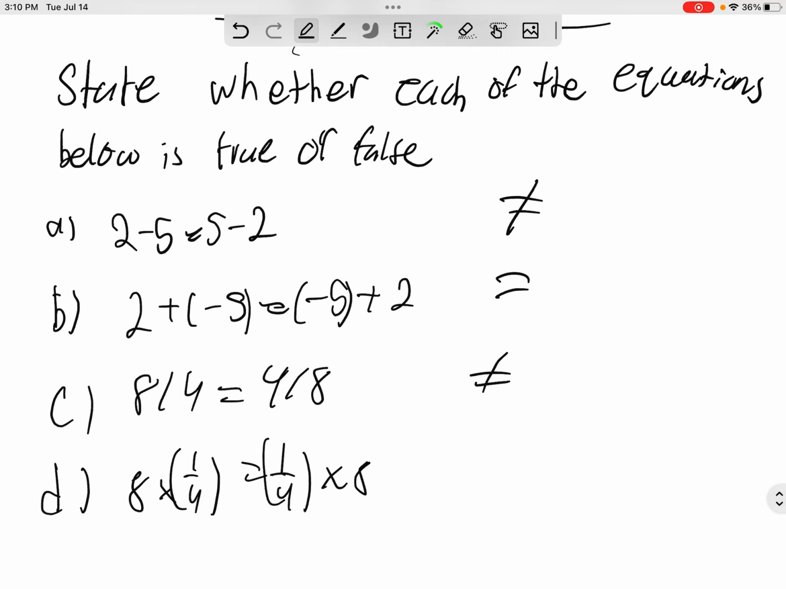Now for the last but not least problem, both sides of the equation are equal to 2. Just as we can turn subtraction into an addition of a negative number, we can turn division into multiplication. We could use the commutative property of multiplication. For example, 8 divided by 4 is 8 times 1 over 4. We have 8 times 1 over 4 equals 1 over 4 times 8. So this is true. Okay, now for the next problem, 1.5.